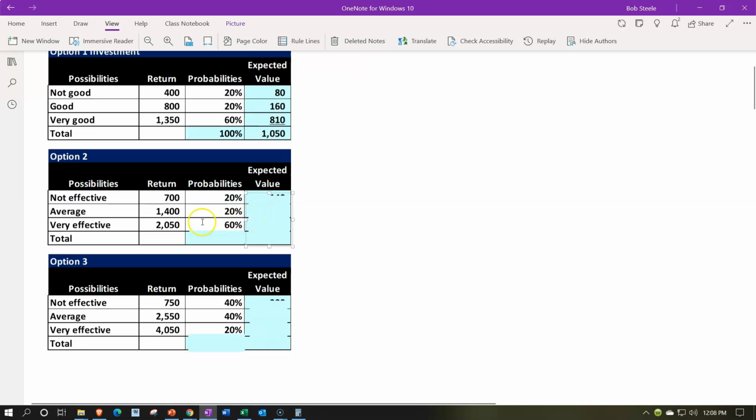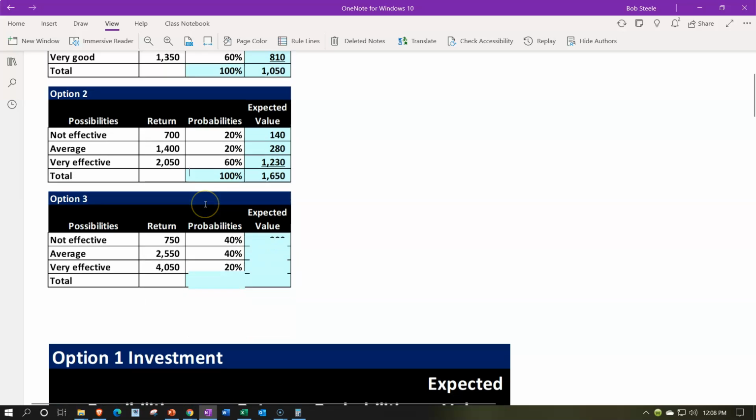For option 2, we're going to say 700 if it's not good, average we're going to say is the 1,400 times the 20%, or the 280, and then the very good, the 2,050 times the 60% is the 1,230. Obviously, these add up to 100% as well. Note that we have different dollar amounts between option 1 and option 2, investment 1 and investment 2. However, the probabilities are the same.